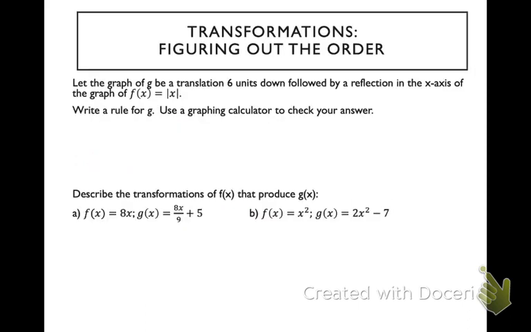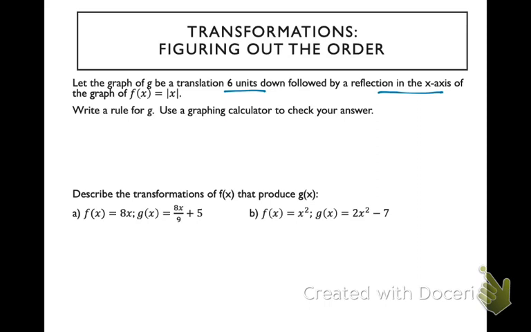Okay, so we're going to figure out the order, but let's do one more. It says, let the graph of g be a translation 6 units down, followed by a reflection in the x-axis of the graph f of x equals the absolute value of x. So we're going to do these in order.